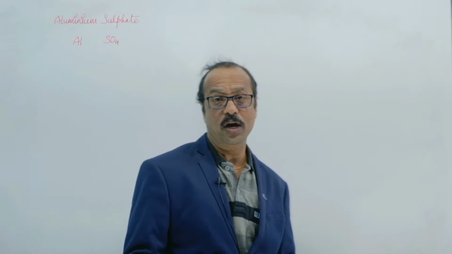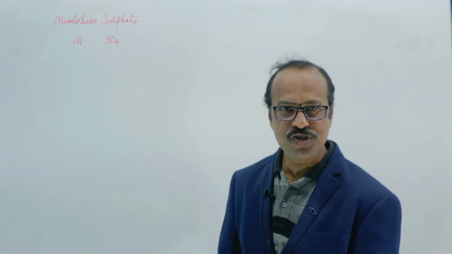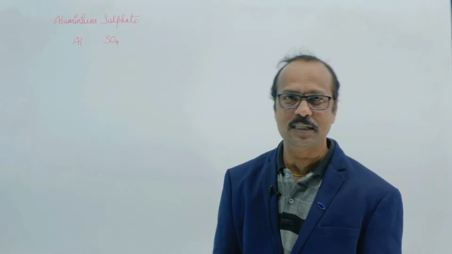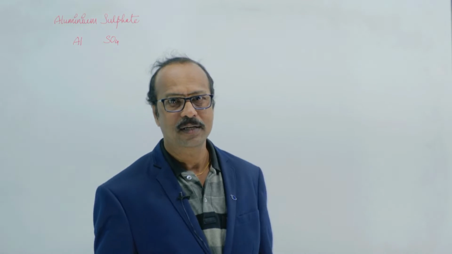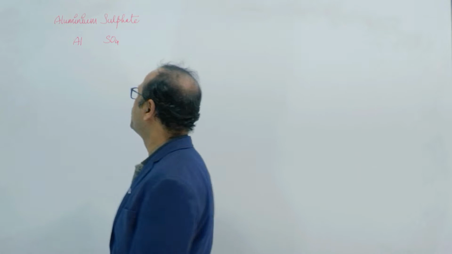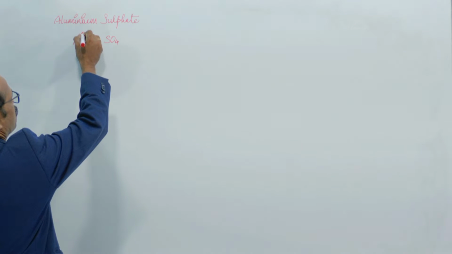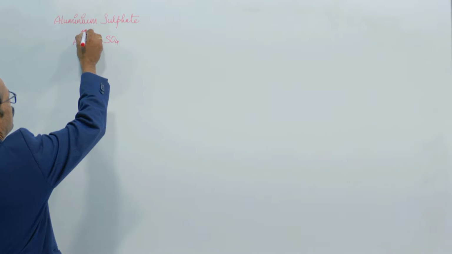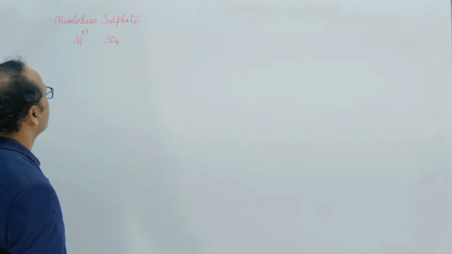SO4. Sulfate. Right. So you have to learn all these things. Even if you don't know, no problem. If you have the material, you can open it and check once, just turn the pages back, no problem. Practice makes you perfect. Right? So aluminium is Al, sulfate is SO4. What's the valency of aluminium? It's a cation and it is trivalent. Trivalent means what do we write? +3. Right.